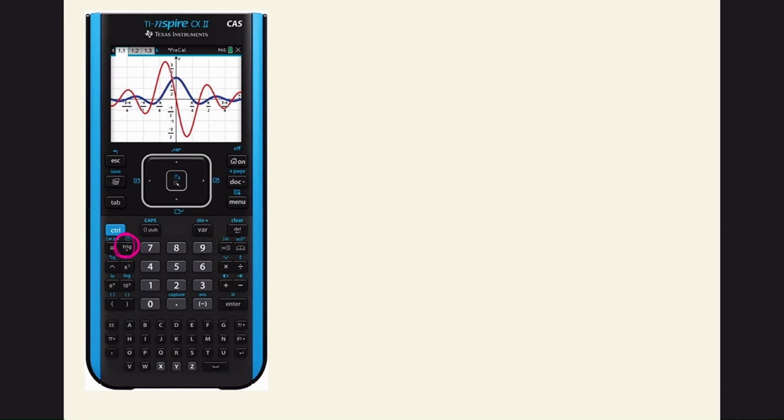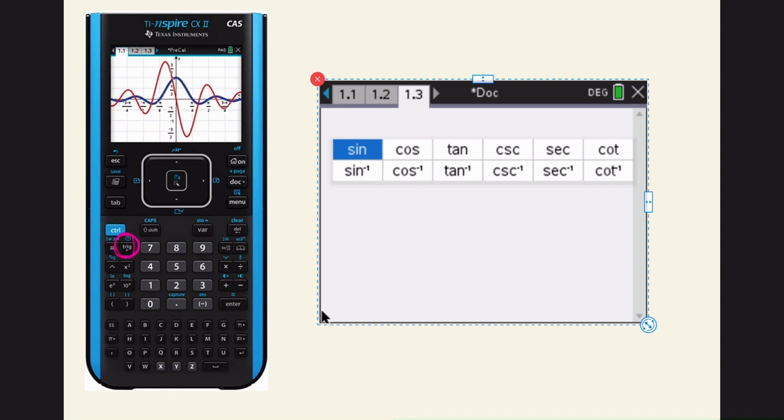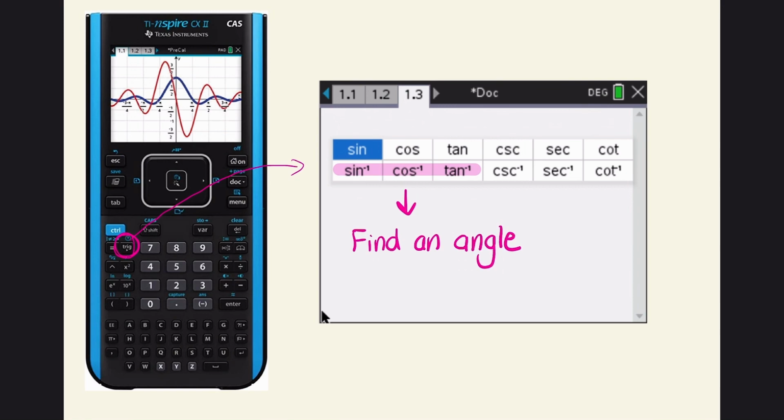And for this video, since we're going to be finding the angle of a triangle, we're going to be using the inverse trig functions. So again, once I click that trig button, I'm going to go to this screen and we're going to be using these functions down here. These functions help me to find an angle. We call them inverse trig, or when you get to algebra 2, you might call them arc sine, arc cosine, arc tangent, but that's what we use when we're finding an angle using our TI Inspire.